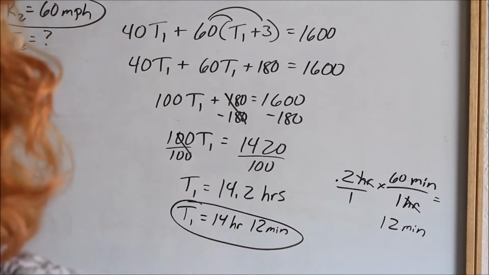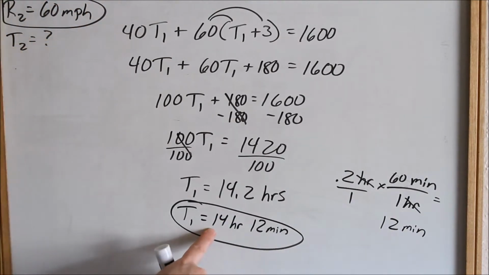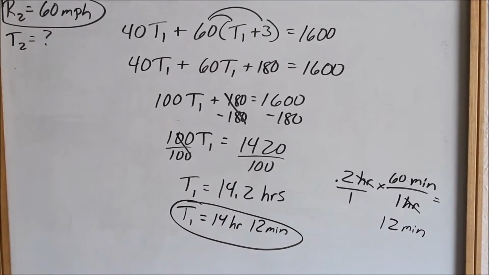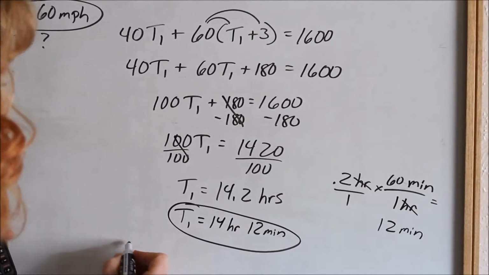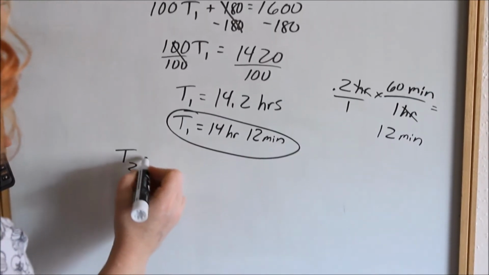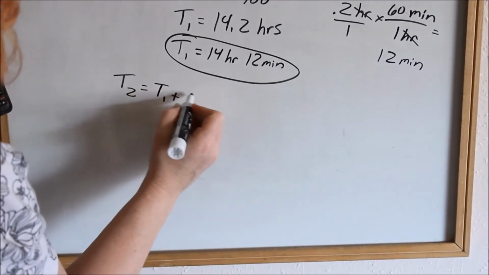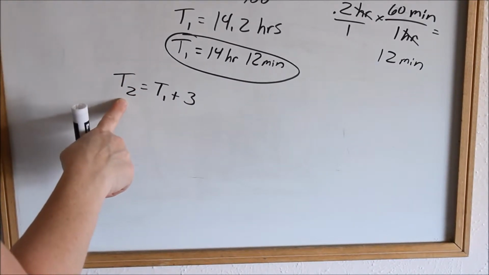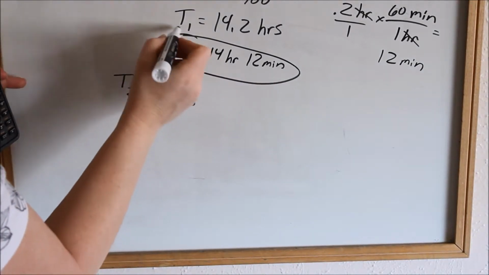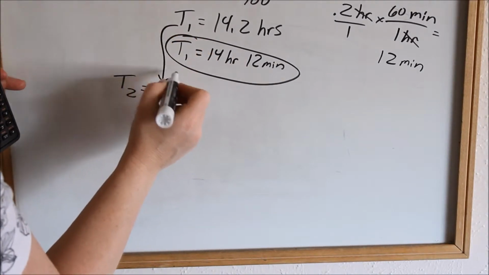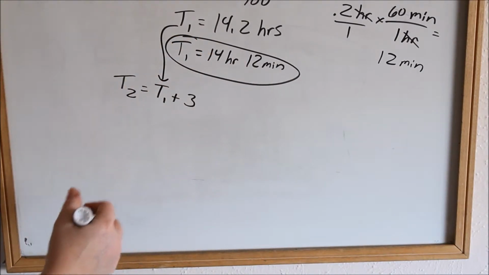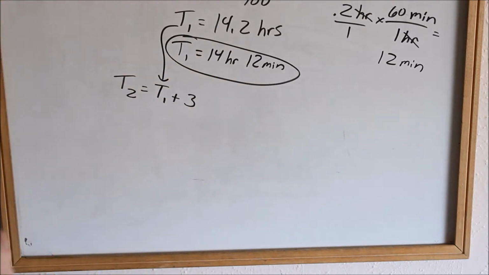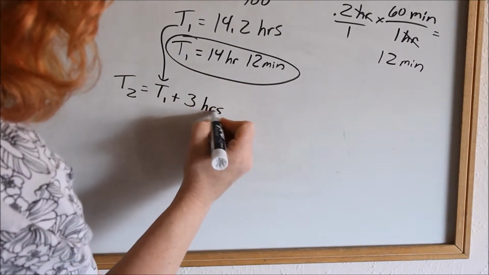Now we've got to find the time. That was the time for the first leg. So now we've got to find the time for the second leg. Well, what do we go back to? We go back to the equation that we wrote. We said that the second leg is going to be the first leg plus 3 hours. That was an equation we wrote up above. So now we can take this information here and plug it in right there. Okay? Or you can use the one with already the minutes, because this was 3 hours.